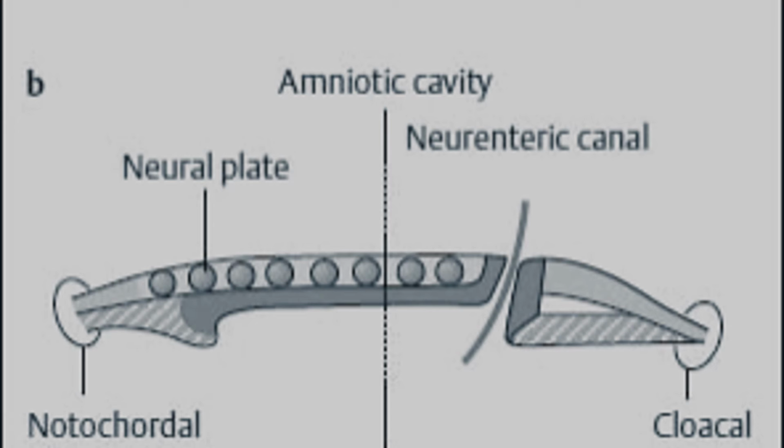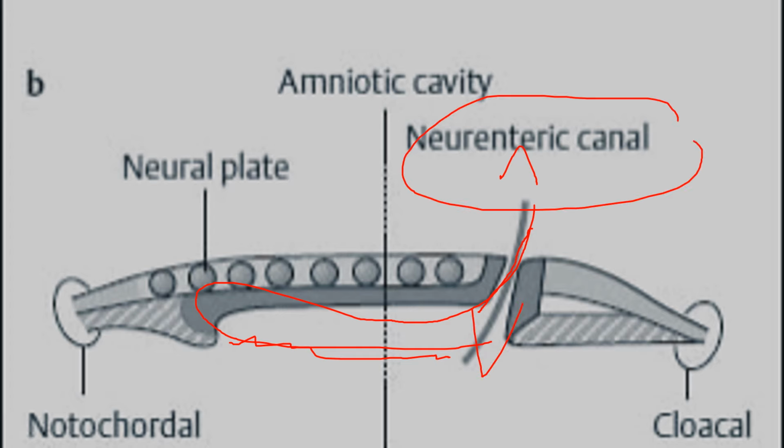So this is what I was describing already. So this is the head process. This is the head process containing the central canal. At one stage these cells disappear. So this canal is now communicating the amniotic cavity and the yolk sac. That canal will be called the neurenteric canal. So now that plate will be called the notochordal plate.